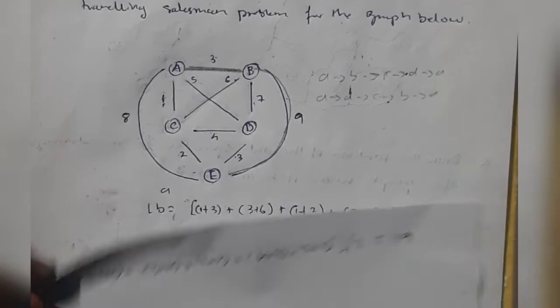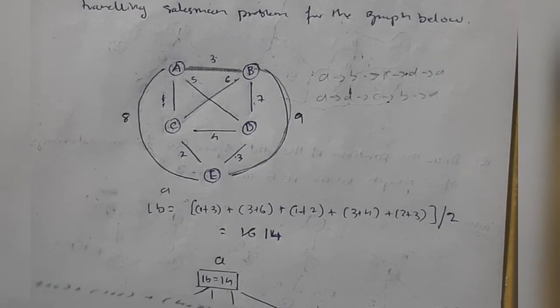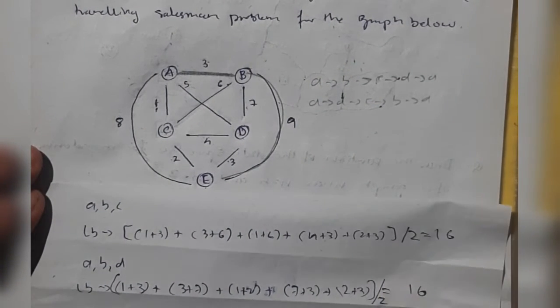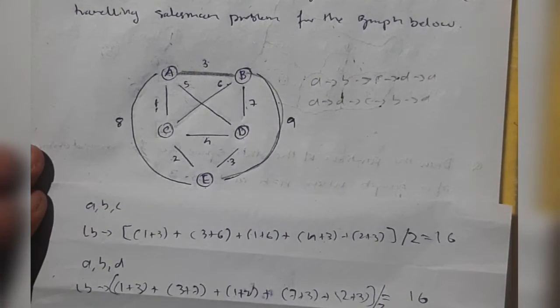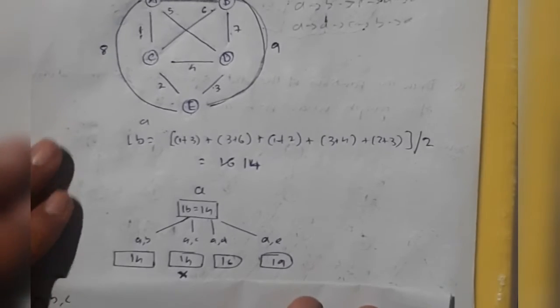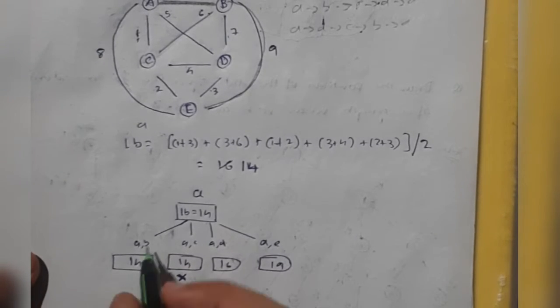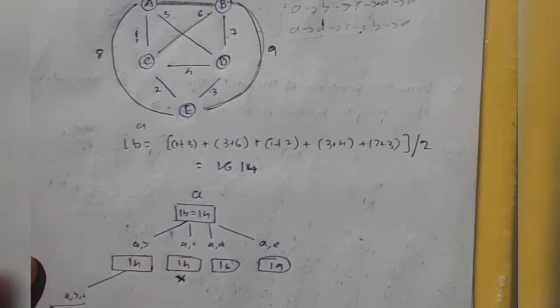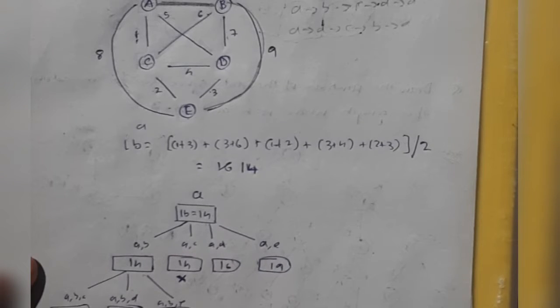So let's observe the values which we got here. These are the three values which we calculated: 16, 16 and 19. So let's make the tree here. This is the selected one. From here we'll be having three possibilities: A, B, C. The next one is A, B, D. The third one is A, B, E. All right, so we have these three. We'll be filling in the values 16, 16 and 19.